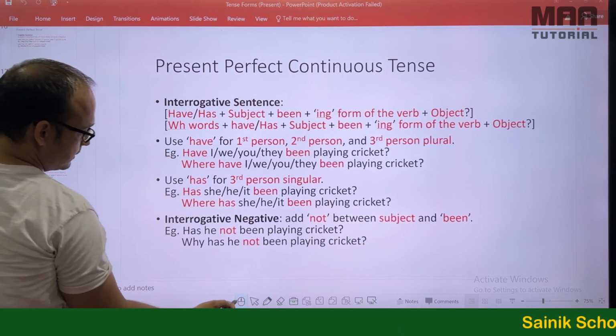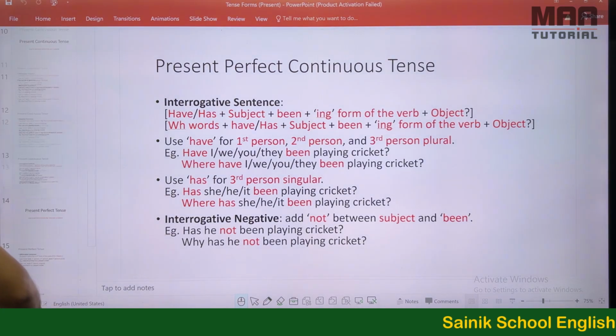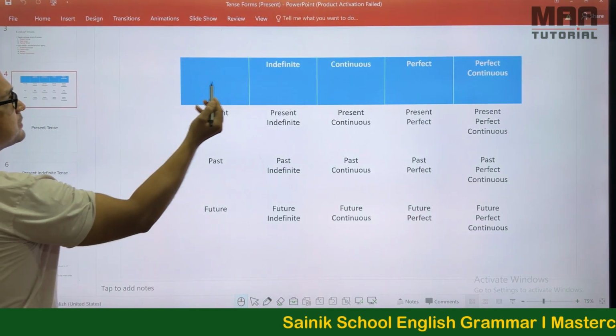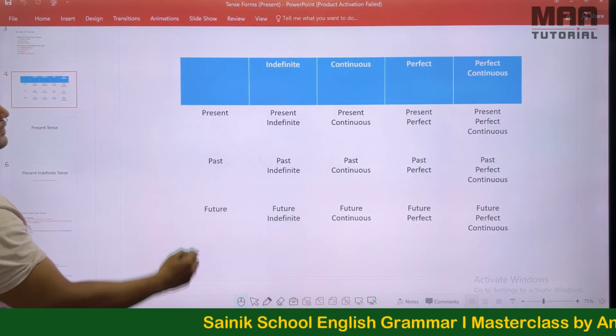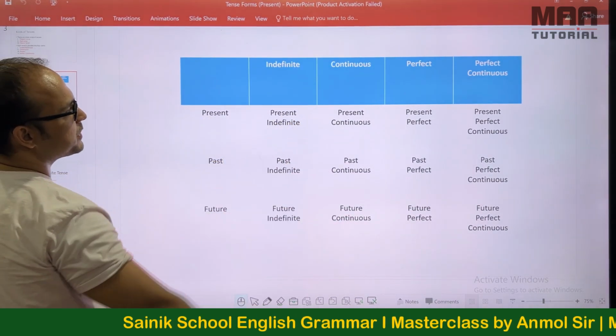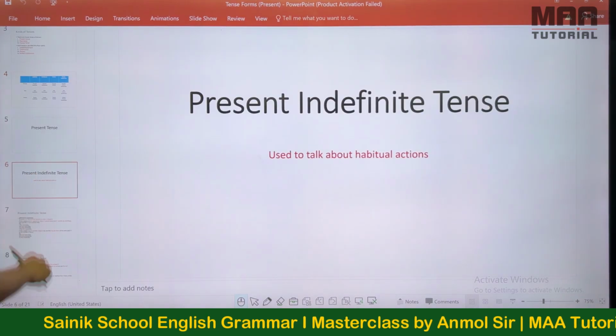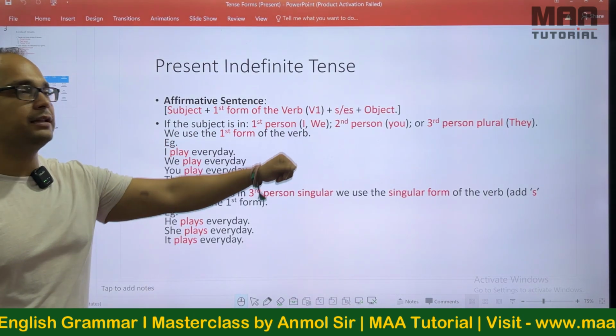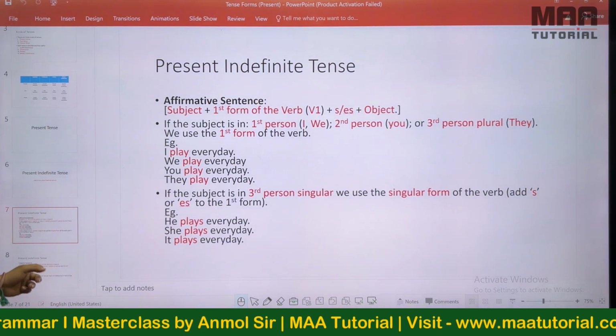So just to point out once again, we did tenses. Tenses, there are three kinds primarily: past, present and future. Each of them then has four kinds of tenses, which are indefinite, continuous, perfect and perfect continuous. Today we did present indefinite, present continuous, present perfect and present perfect continuous. Present indefinite tense is used for habitual actions. Remember the structure and that the V1 or the V-s/es form is added in this.